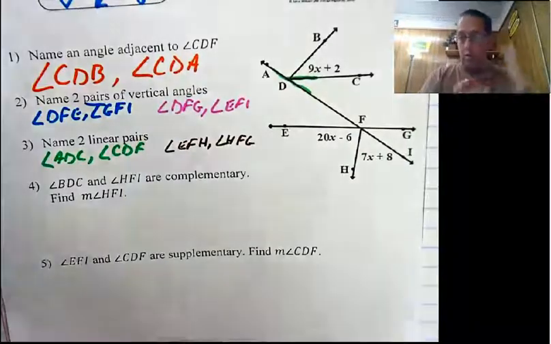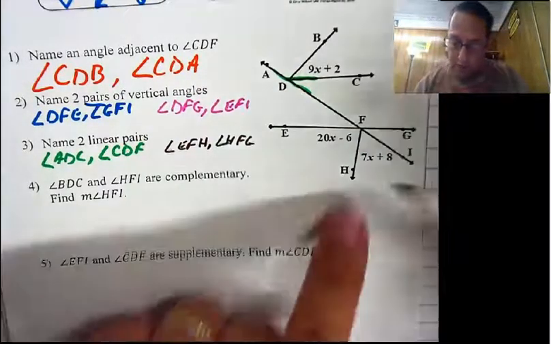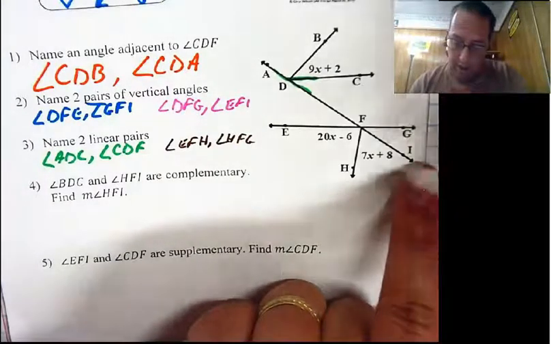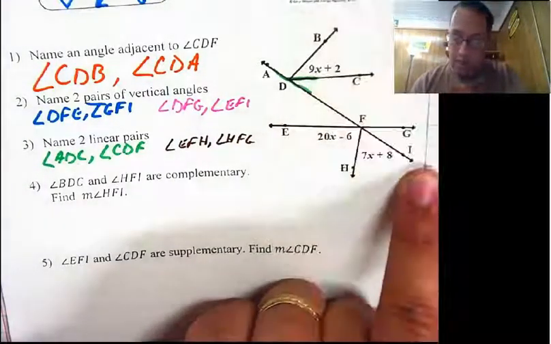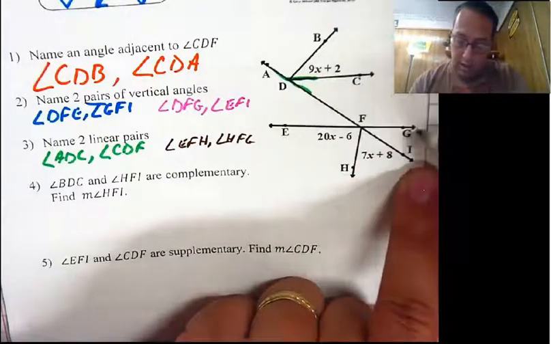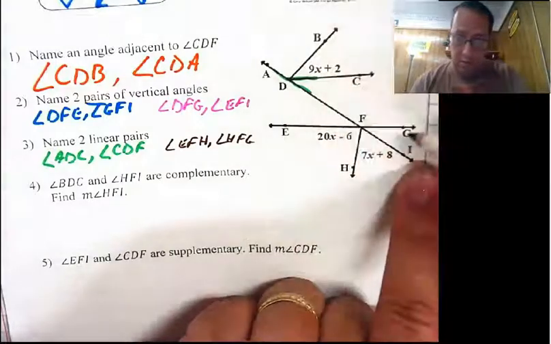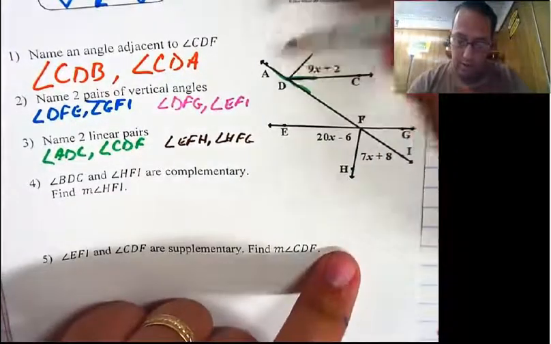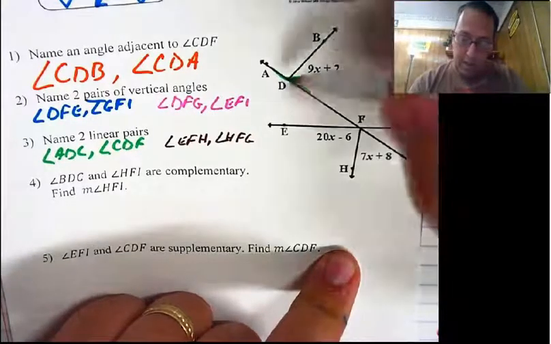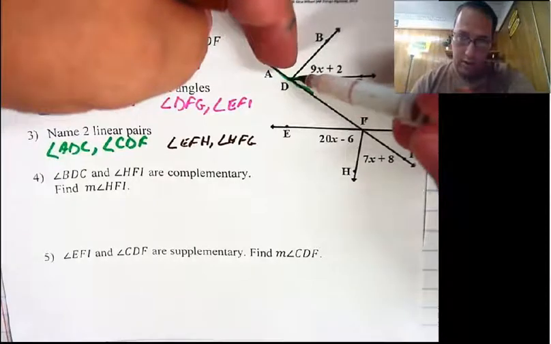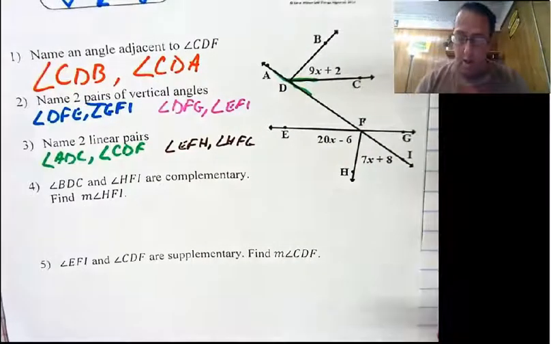Now that's not the only ones on here. We could also have used GFI and IFE. That would have worked. IFG and then GFD would have worked over here. Use these two angles. We could have come back over here and used ADB and DBF, these two angles there. That would have worked. Lots of different things we could have done.